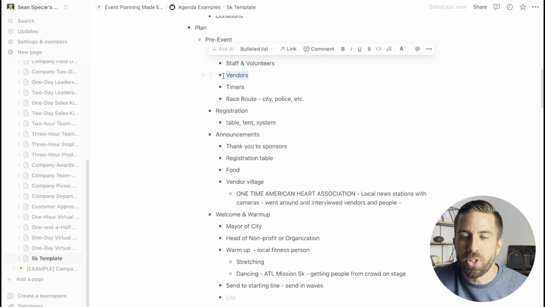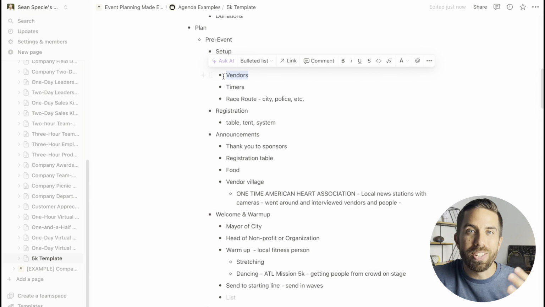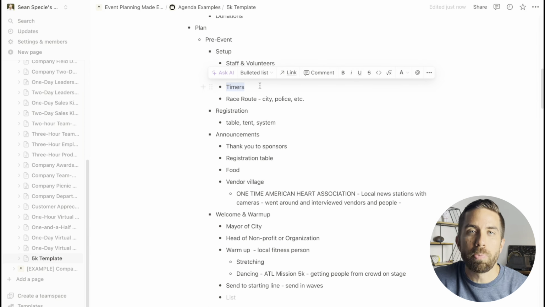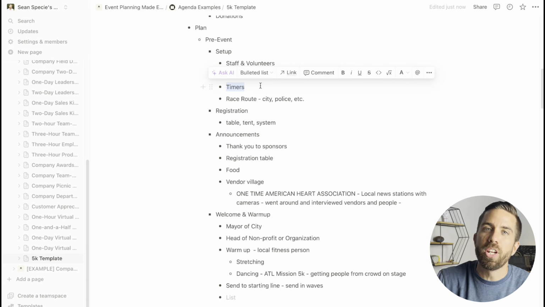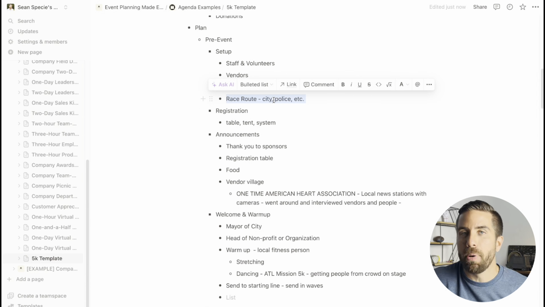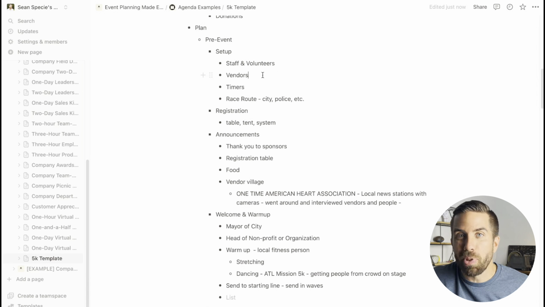I need my vendors to be setting up. That's people like the DJ MC or your sponsors or anybody that's selling food at your 5K, things like that. Who are the race timers? These are the people that are gonna be at the start-finish line, tracking when they start and when they finish. And then I need to have my race route set up. That's thinking about do I need to have the city involved? Do I need to have the police involved? Going back, vendors can also be simple things like porta potties. Don't forget about restrooms at your event, right?